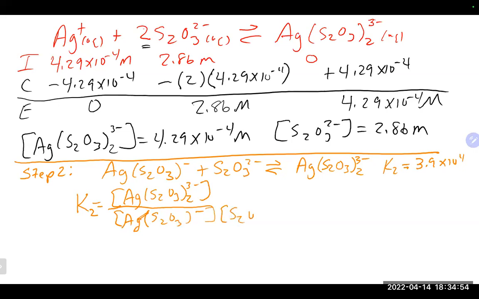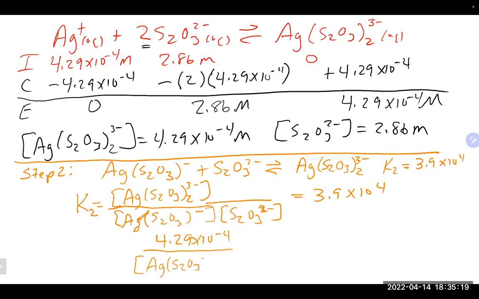And my S2O3 2 minus, and that's going to equal my 3.9 times 10 to the 4. Putting my values in from my table, I will get 4.29 times 10 to the minus 4 divided by this guy here, which is what I'm looking for, because that's what it asked for in the problem, and my 2.86 here will equal 3.9 times 10 to the 4.